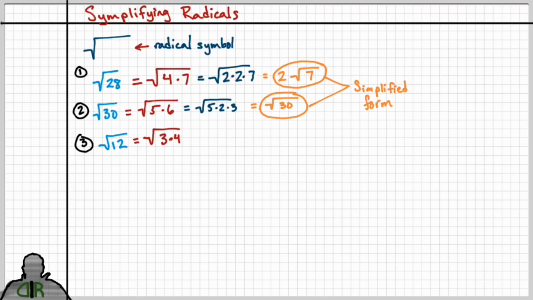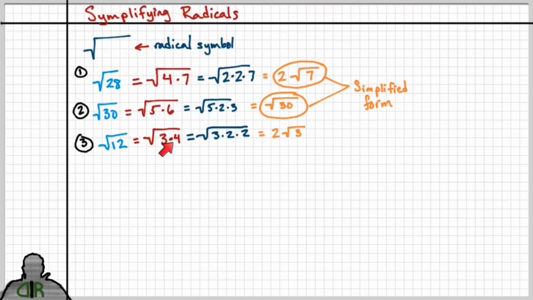3, is that a simplified, fully factored number? Yes, it is. It's prime. What about 4? Well, no, with 4, I can do 2 times 2, so I would write it out like that. Okay, now I have the square root of 3 times 2 times 2. Now, like we did up here, we're looking for pairs. Can I extract a pair from this and put it on the outside? Yes, I can. The pair of 2's turns into one 2 on the outside and the square root of 3.